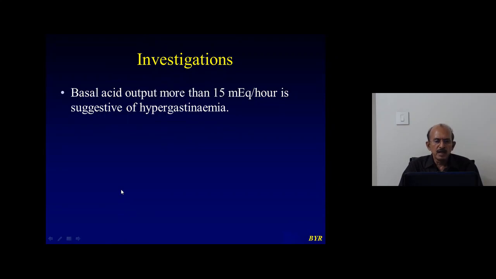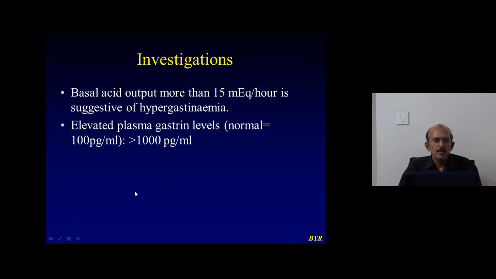Investigations. Whenever you see a patient with peptic ulceration which is florid, recurrent, or unusual, you must do these investigations. Basal acid output more than 15 milliequivalents per hour is suggestive of hypergastrinemia. Elevated plasma gastrin levels more than 1000 picograms per ml. Normally it is only 100. If it is more than 1000, you should suspect hypergastrinemia.